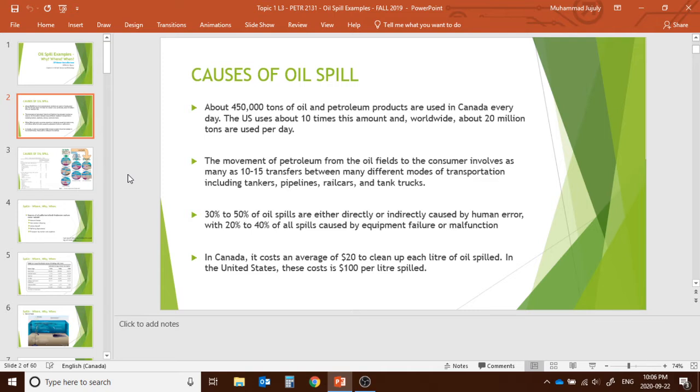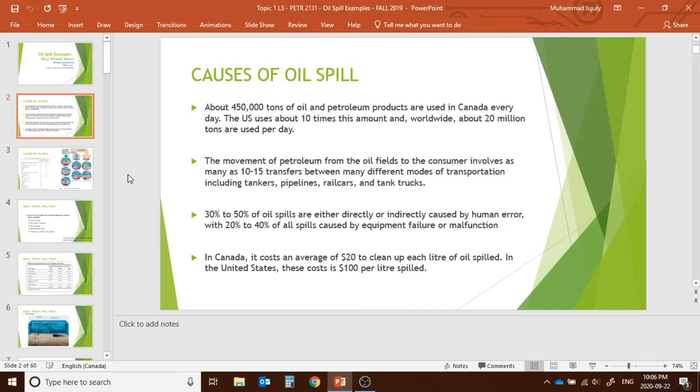Now, the spill usually occurs due to the movement of petroleum from one place to another. From the oil field to the consumer, it involves as many as 10 to 15 transfers in different modes of transportation, including tanker, pipelines, rail car, tank trucks, including pouring the oil into jerry cans. There are so many modes.